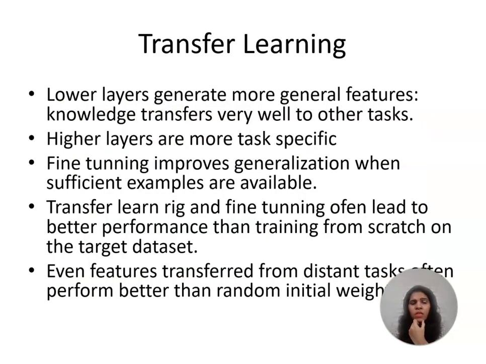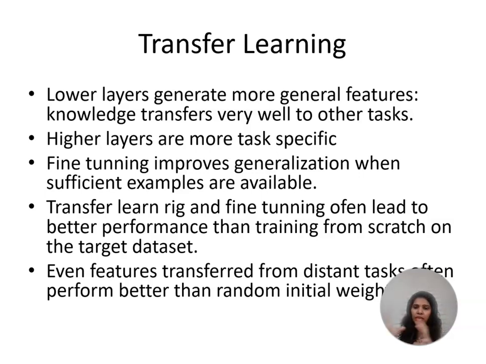Lower layers generate more general features. That's why I said they will be corner features, edge features, etc. Knowledge transfers very well; we can apply it to other tasks. Higher layers are more task specific, specific to our data set. So fine tuning, sorry, tuning spelling is incorrect here. Tuning is tuning. Sorry for that trouble. Fine tuning improves generalization when sufficient examples are available.